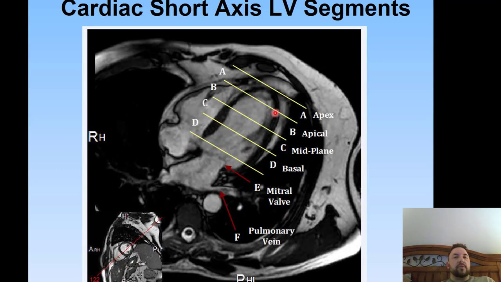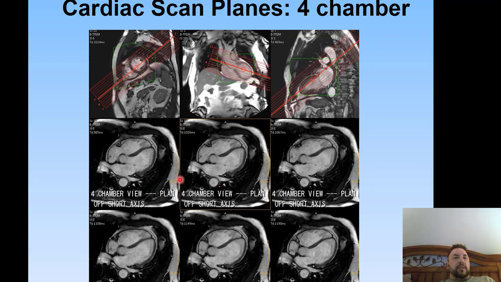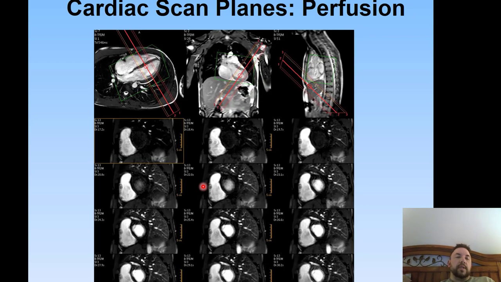Segments of the left ventricle: the apex section here, the apical segment, the midplane, the basal. Here's the mitral valve, and the pulmonary vein. The 4-chamber is planned off of the short axis. We go in between the papillary muscles, which are tucked in here, down to the apex there. A good 4-chamber view enables you to see all 4 chambers.